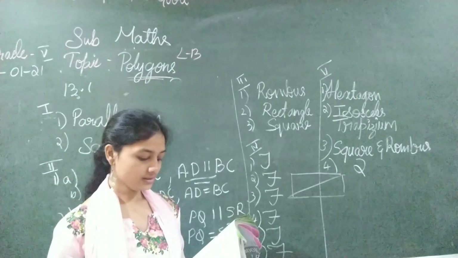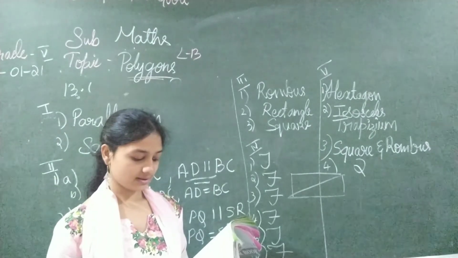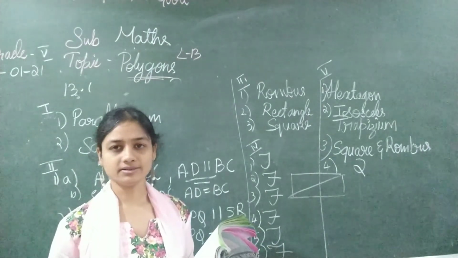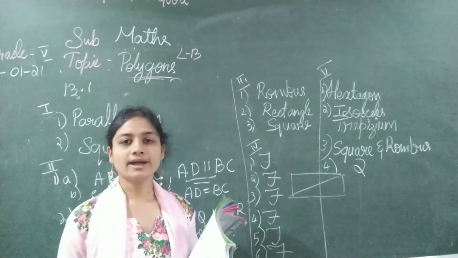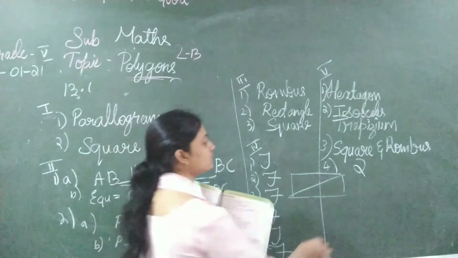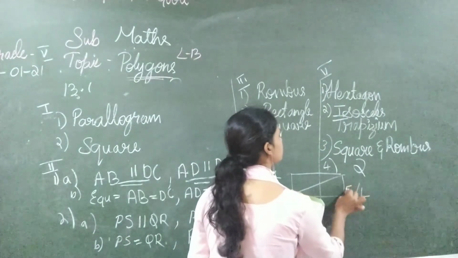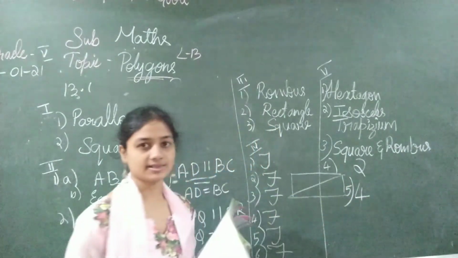A rectangle dash right angle. A rectangle has how many right angles? Right angle means 90-degree angle. So in rectangle, all the 4 angles are 90 degrees. So it has 4 right angles.